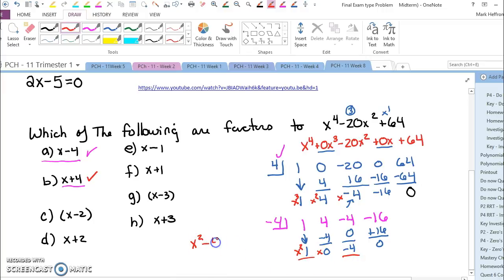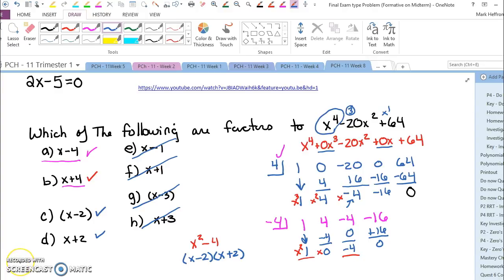minus 4. Well, now I can see that factors into x minus 2, x plus 2. And that allows me to see that these two are also factors without doing any more division, and I can rule out all of these because I've found my 4 factors that got me to a 4th degree polynomial. So synthetic division can also be really helpful factoring if that's ever a challenge for you.